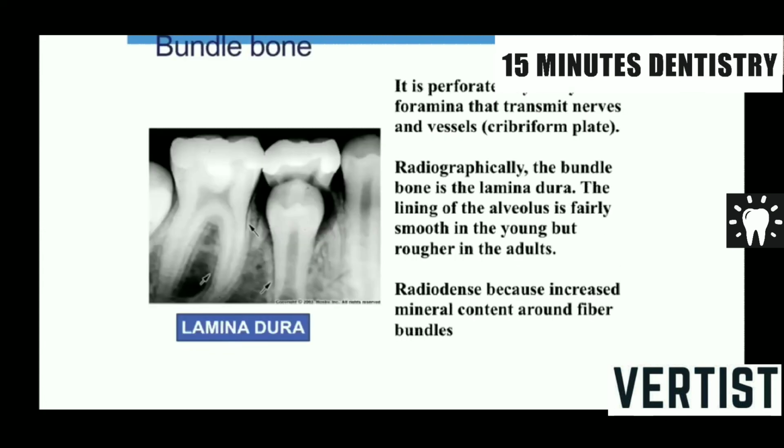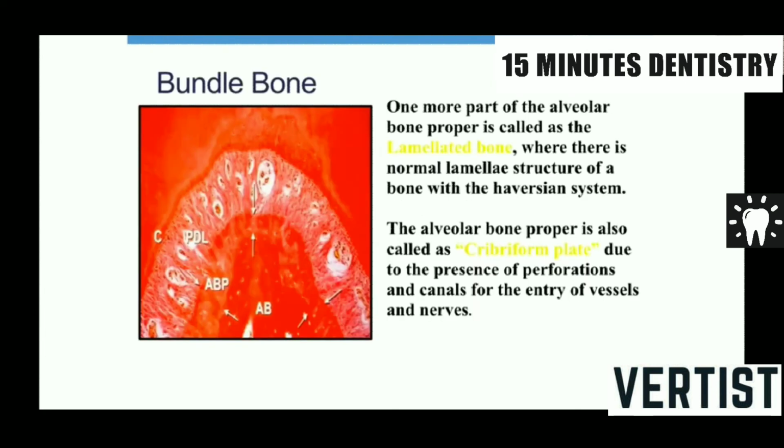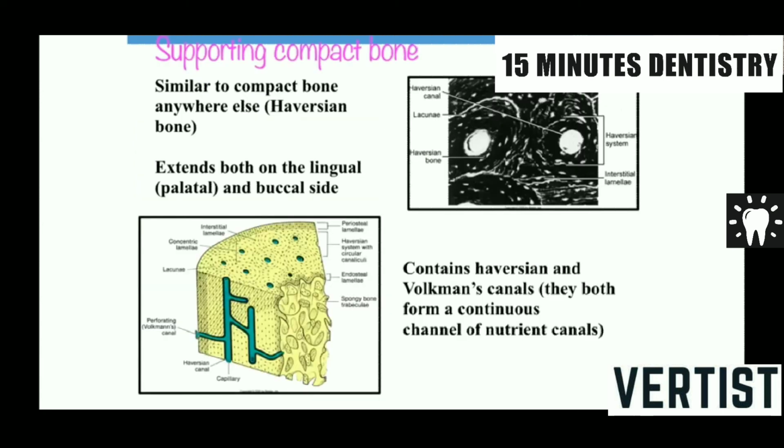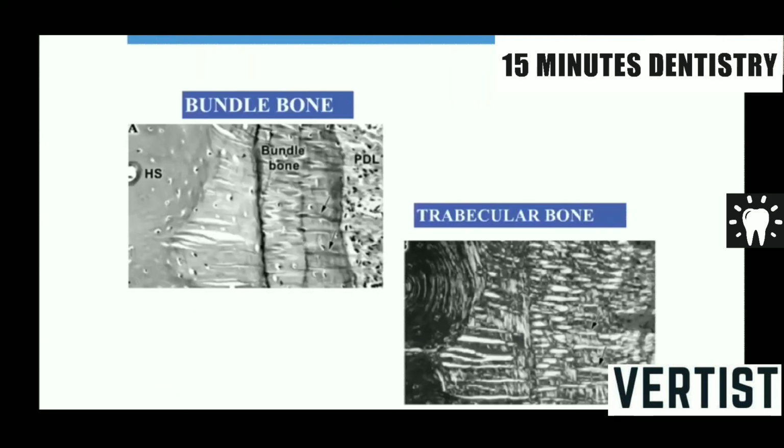It is perforated by many foramina that transmit nerves and vessels, which makes it more like a cribriform type of bone. The lining of the alveolus is fairly smooth in the young but rougher in adults. So the bundle bone is actually one part of the alveolar bone, and then there is laminated bone, where there is the normal lamellar structure of the bone and the Haversian system. Then you have supporting compact bone that we have talked about, where you have the Haversian system and Volkmann's canals present.